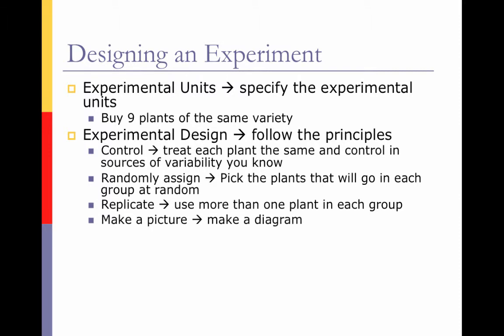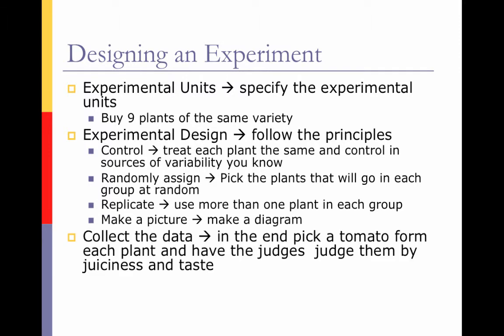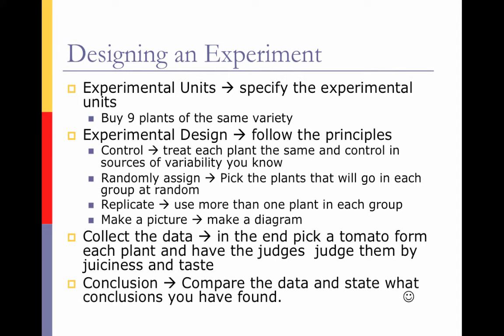And then we want to make a picture, so a diagram. And then you have to collect the data. So in the end, you pick a tomato from each plant, have the judges judge them by juiciness and taste. Since you'll have 3 from each category, you can average your results, and then compare them. And then, as always, you have to state a conclusion, compare the data, and state what conclusions you have found.